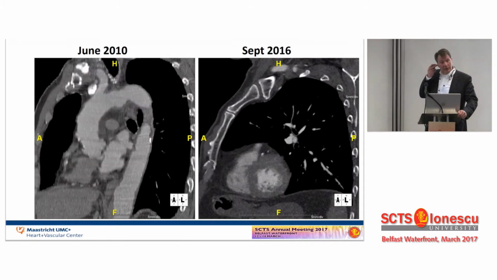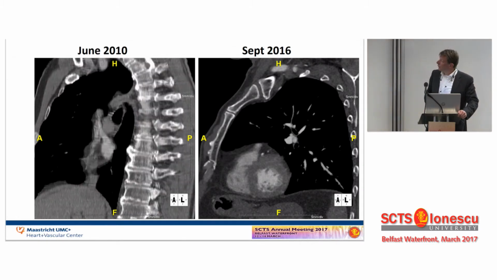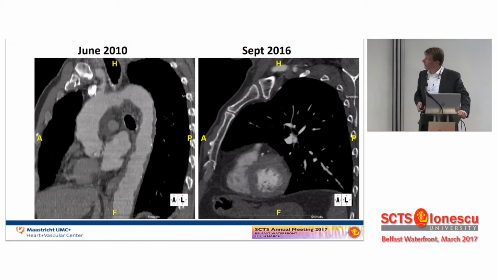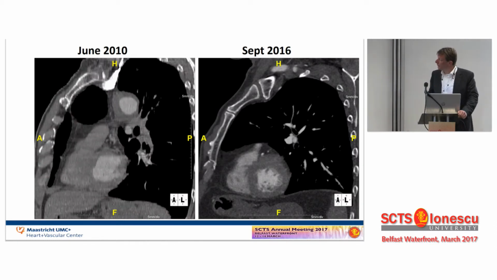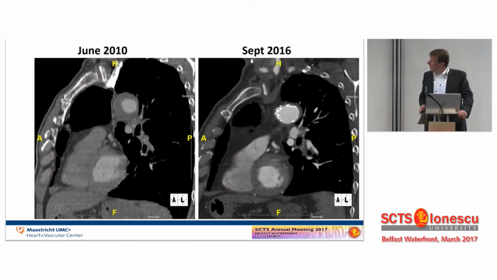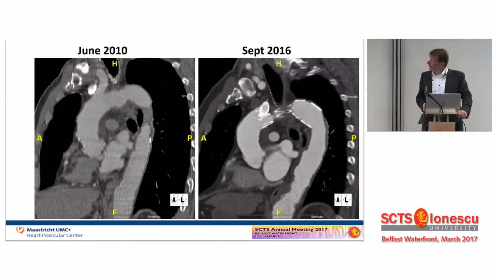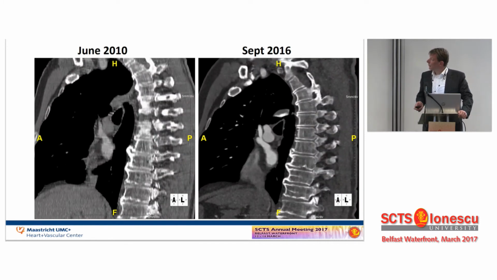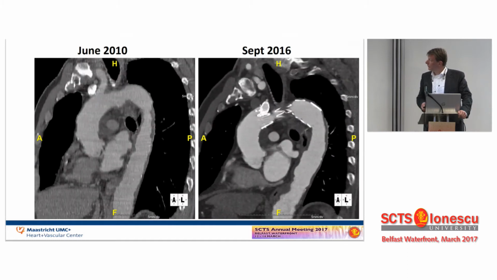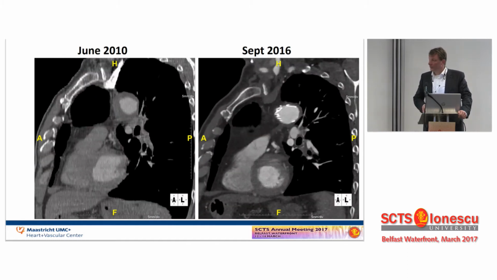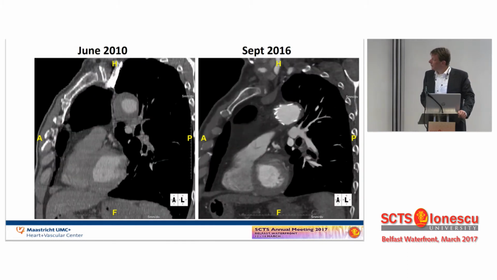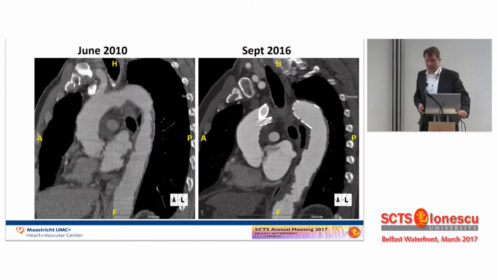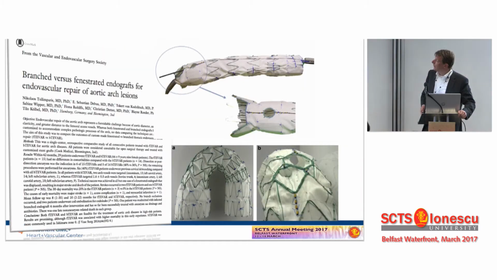Here is an example in our practice: a quite young patient with multiple sclerosis, who was turned down for open repair. We put a carotid subclavian bypass and a chimney in the anomaly artery, and on the right the CT scan 6 years later shows no aneurysm anymore. So in this patient, a good result.